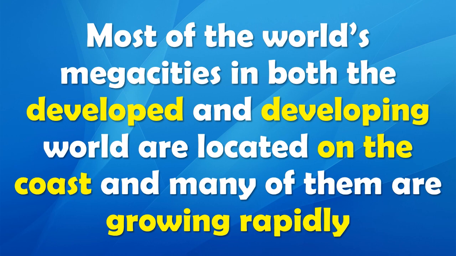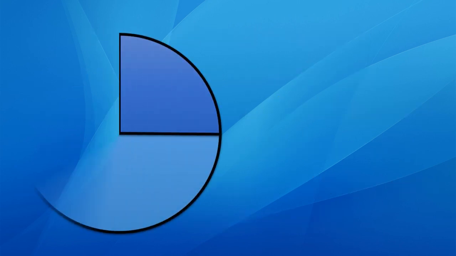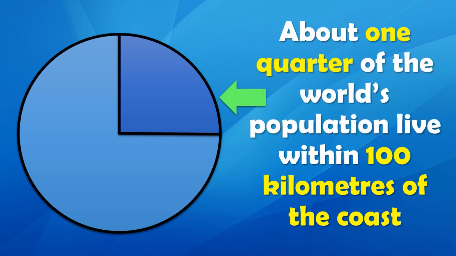Most of the world's megacities in both the developed and developing world are located on the coast, and many of them are growing very rapidly. It is estimated that about 1/4 of the entire world's population lives within 100 kilometers of the coast.